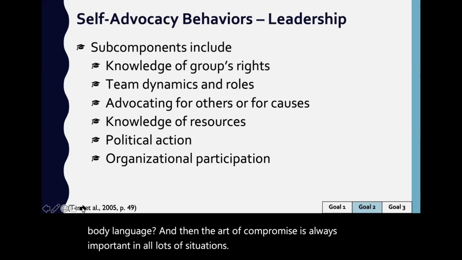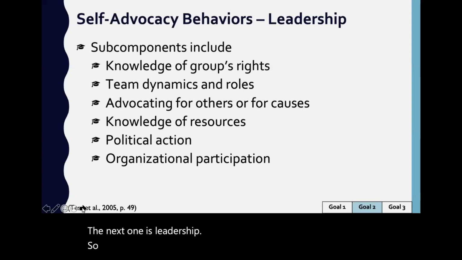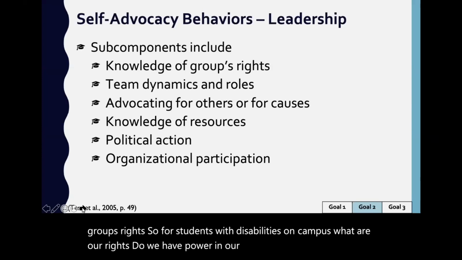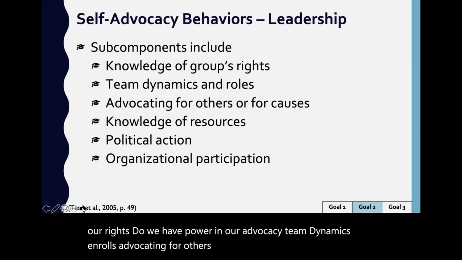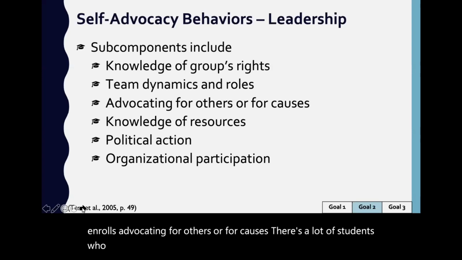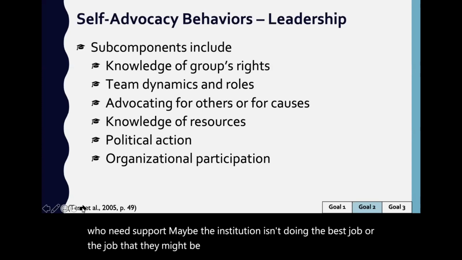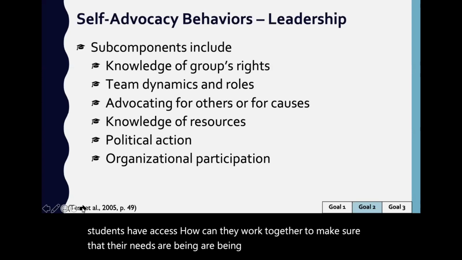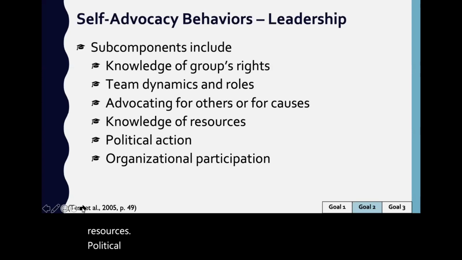The next one is leadership. So the subcomponents of that include the knowledge of the group's rights. So for students with disabilities on campus, what are our rights? Do we have power in our advocacy? Team dynamics and roles, advocating for others or for causes. There are a lot of students who need support. Maybe the institution isn't doing the best job or the job that they might be able to be doing to ensure that students have access. How can they work together to make sure that their needs are being met? Knowledge of resources, political action, and organizational participation. So those all fall under leadership.